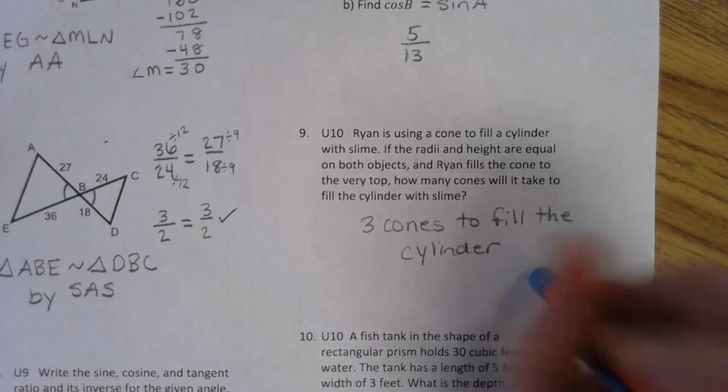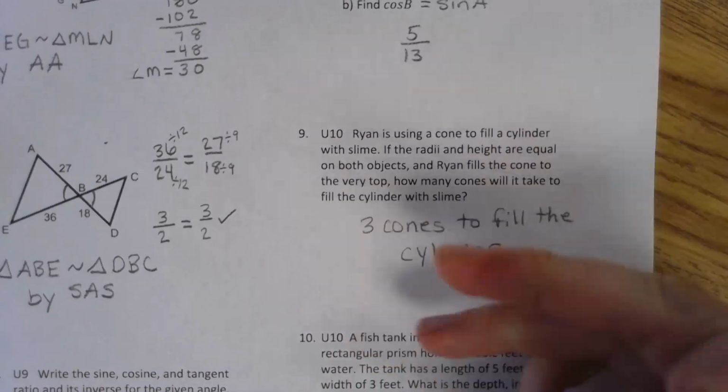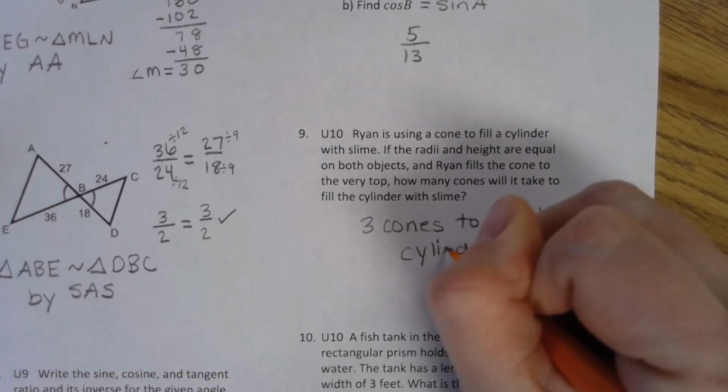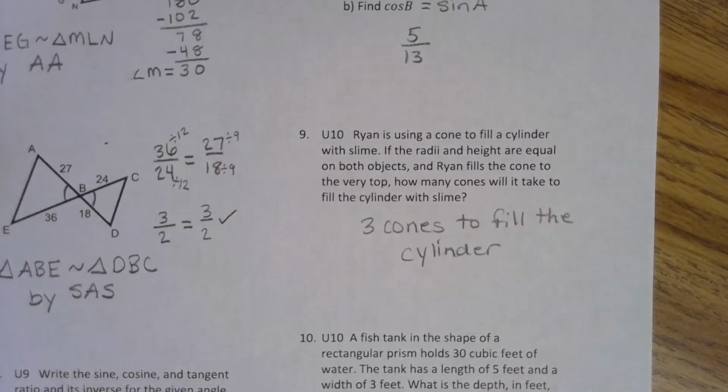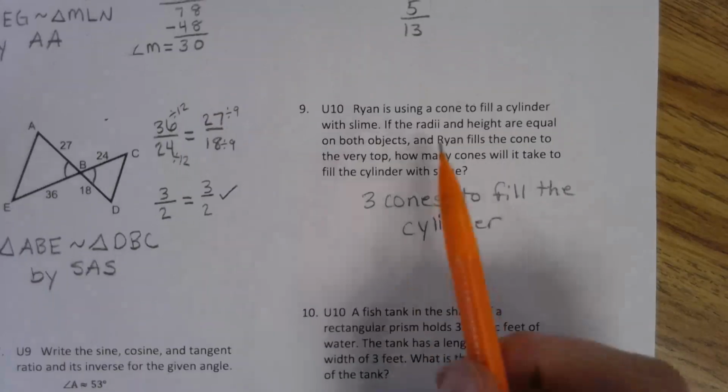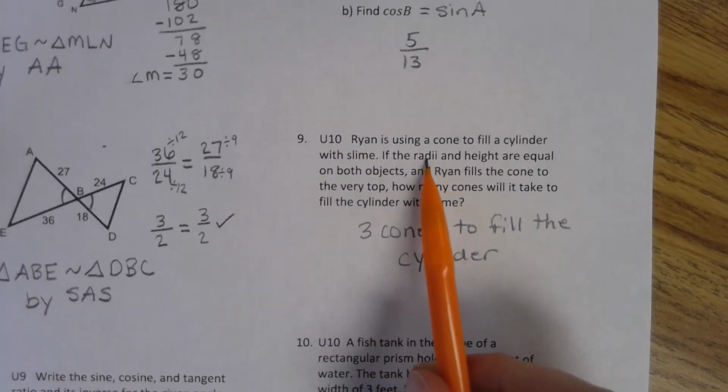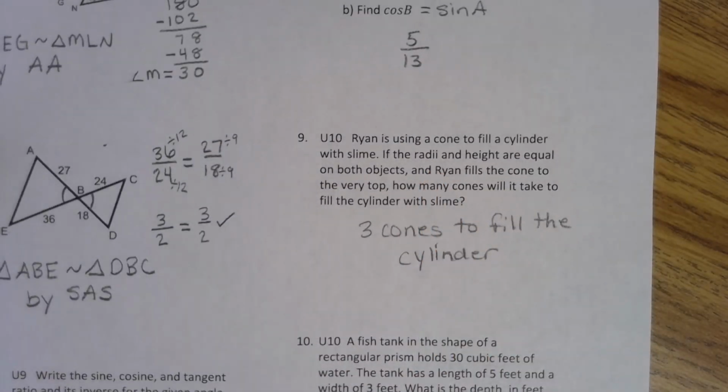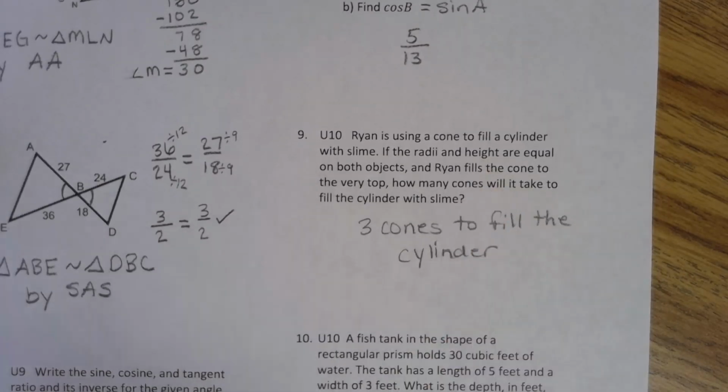And that is because the volume of a cone is 1/3 the volume of the cylinder. And that's true for any pair of shapes that have the same base area. Because these have the same radius, they have the same base area, and they have the same height as it's mentioned here. It will take 3 to fill the other.